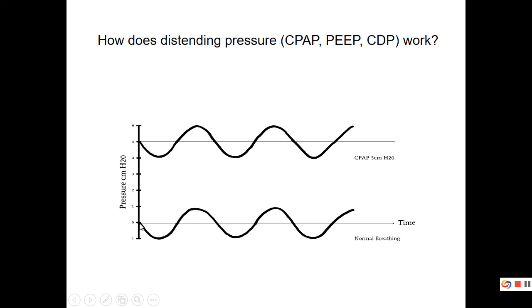So again, I've showed you some of these diagrams, but the way CPAP works basically is that with normal breathing, you have your tidal volume superimposed over some level of distending pressure. And with CPAP, you're basically raising the distending pressure. You still have to have the tidal ventilation superimposed over that.